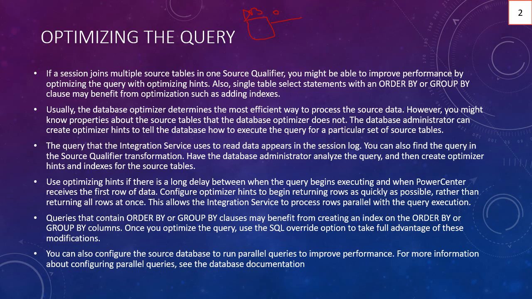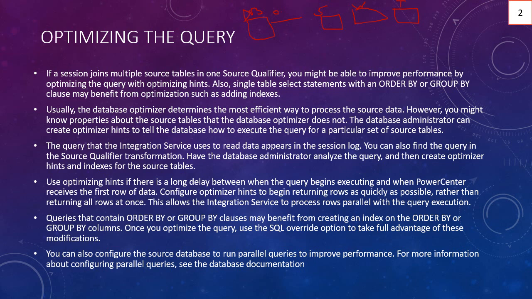Okay, so the fourth point is to use optimizer hints if there is a long delay between when the query begins and when the first row is received. Suppose your session started, but the waiting time is very long, and no execution happens on the target side. In that case, when PowerCenter receives the first row, configure the optimizer hint.